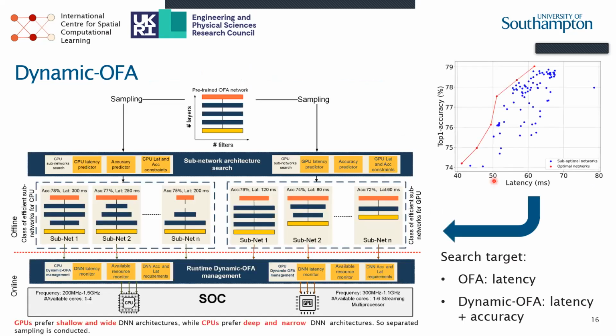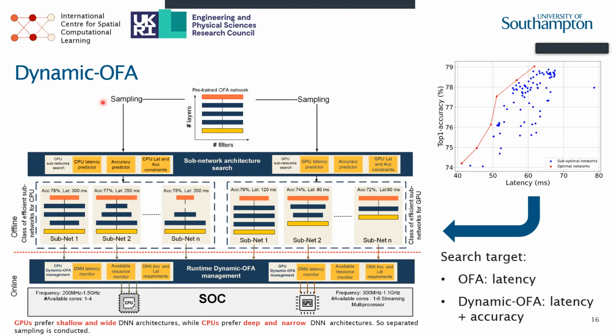So this is what we do. We use a pre-trained Once-for-All network as the backbone, and we do sampling. We do multiple sampling to get a small library of subnetworks, and in this library, you can see that they form a trade-off curve, right? The models with large latency are generally more accurate, and those with less latency are generally less accurate.